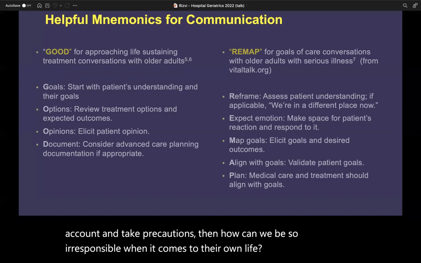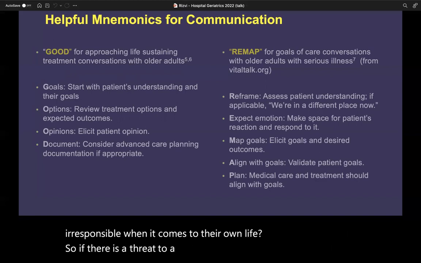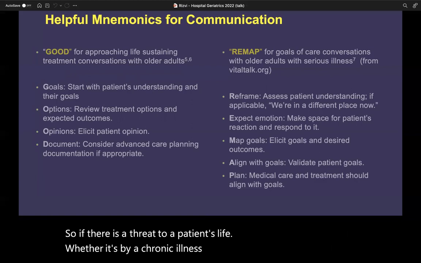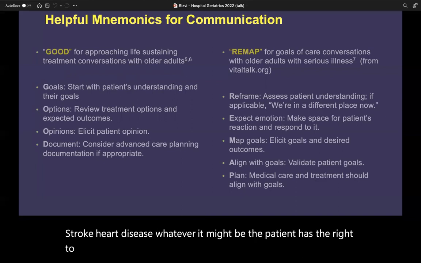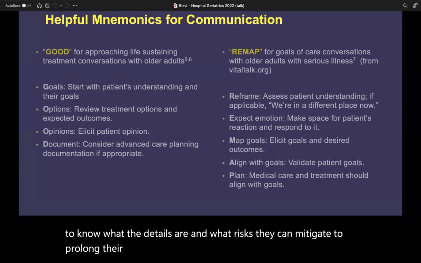So if there is a threat to a patient's life, whether it's by a chronic illness, cancer, diabetes, stroke, heart disease, whatever it might be, the patient has the right to know what the details are and what risks they can mitigate to prolong their life in a healthy fashion.